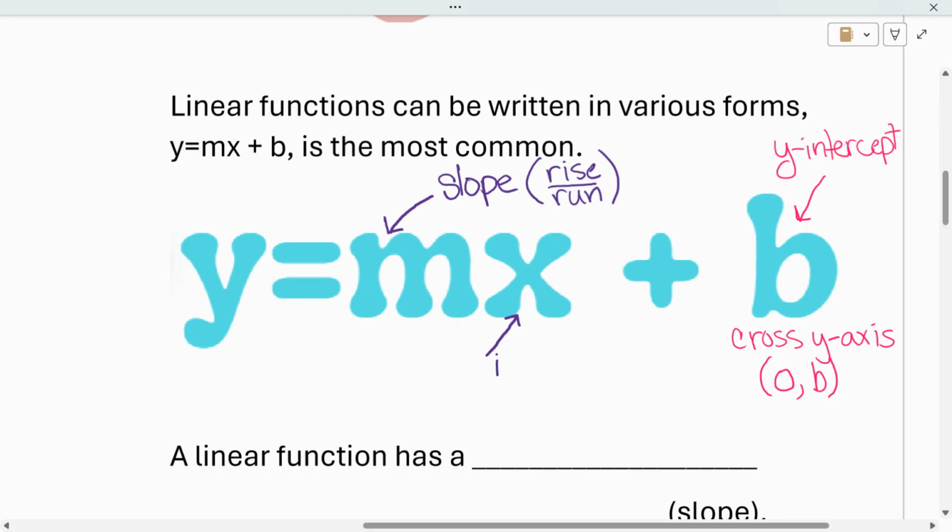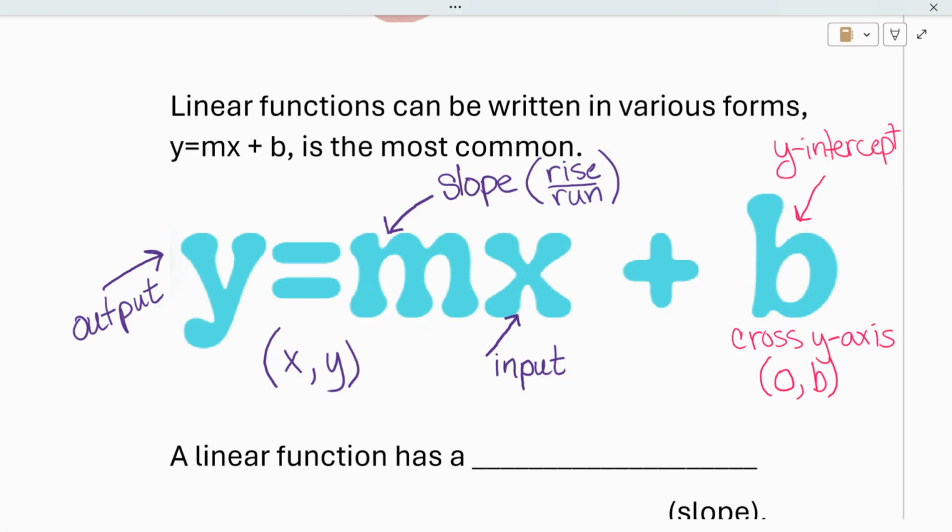X is our input value, and y is our output. So remember, this is a function. You put something in, you get something out. Remember that x and y present themselves as ordered pairs in a table. Are we good with that?